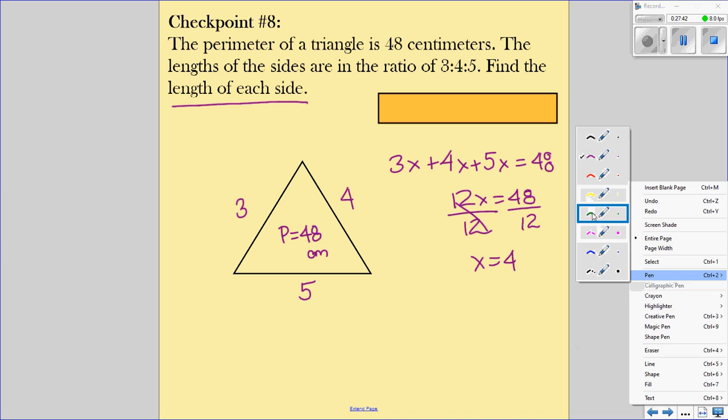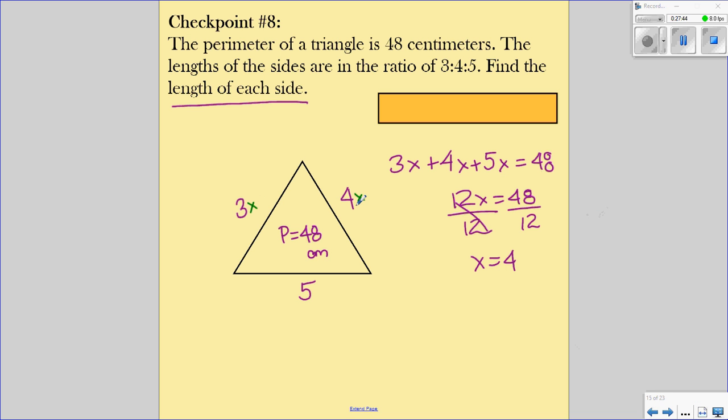So we plug that in. I'm going to just put that here. Plug it in. 3 times 4 is 12. We got 4 times 4, 16. And then 5 times 4, 20 centimeters.